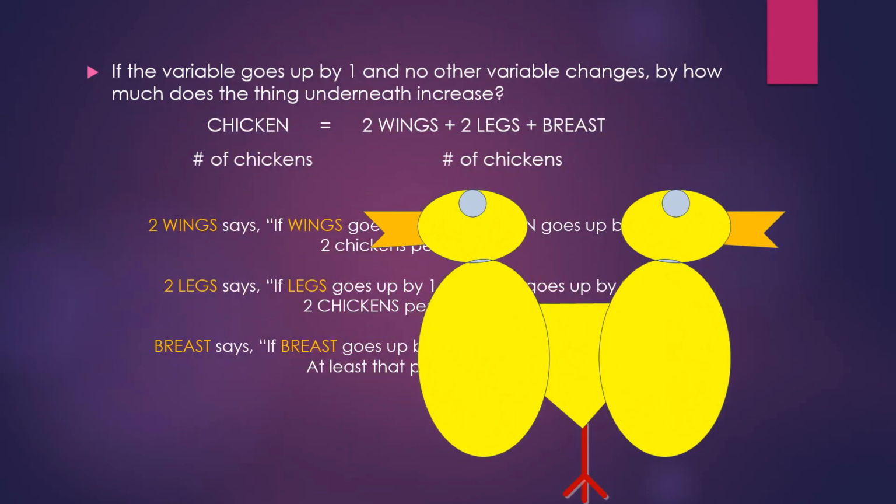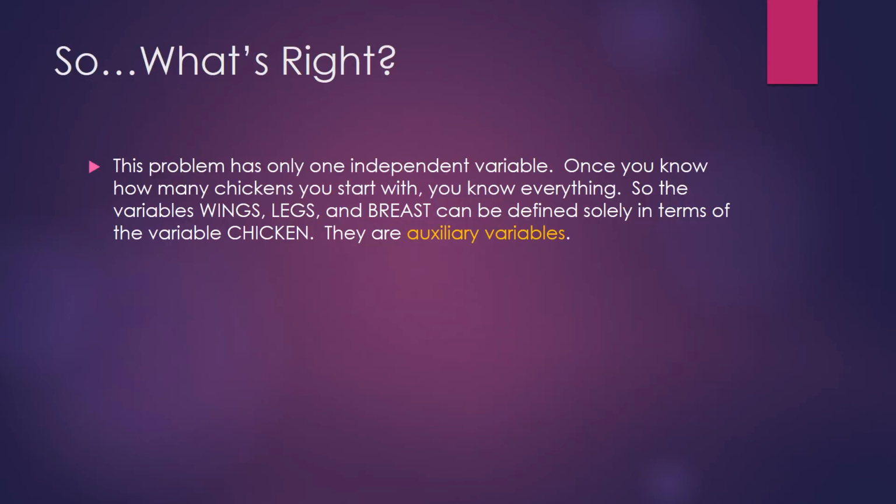As you see here, we have 2 chickens. Every time we get 1 wing, we get 2 chickens. Every time we get 1 leg, we get 2 chickens. If chickens look like this where you live, please move away from the nuclear reactor. All right, so if all that's wrong, then what's right?